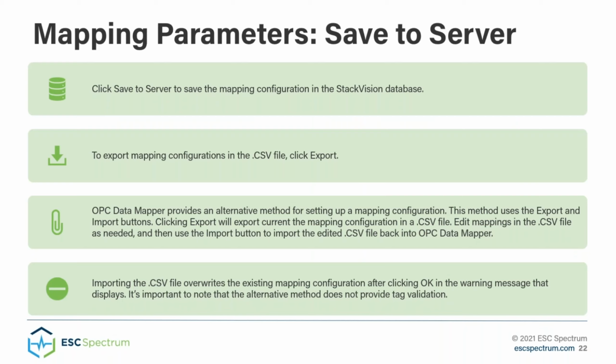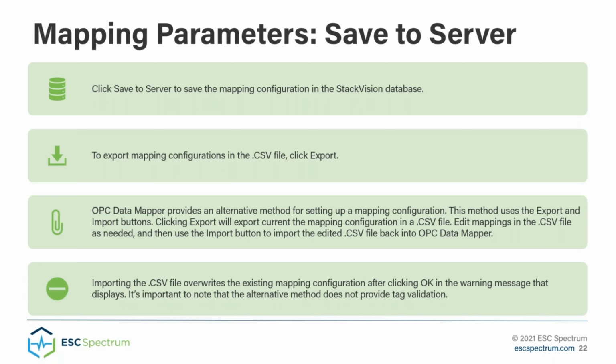So once you have everything mapped, like I demonstrated earlier, you're going to click Save to Server. When you save to server, the OPC Data Manager service will automatically restart. Then, as a good practice, it's good to export those configurations into a .csv file.